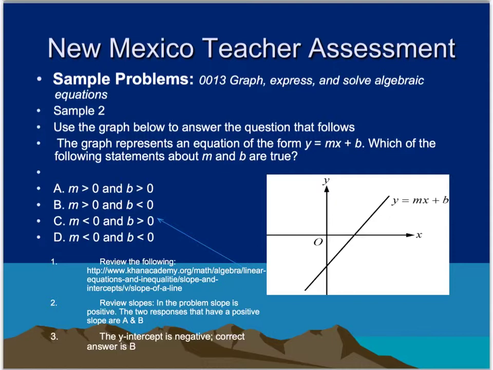After reviewing, you will see that this line has a positive slope. Two answer choices may be eliminated, C and D. And you also notice that it has a negative y-intercept. The correct answer for this one is B.